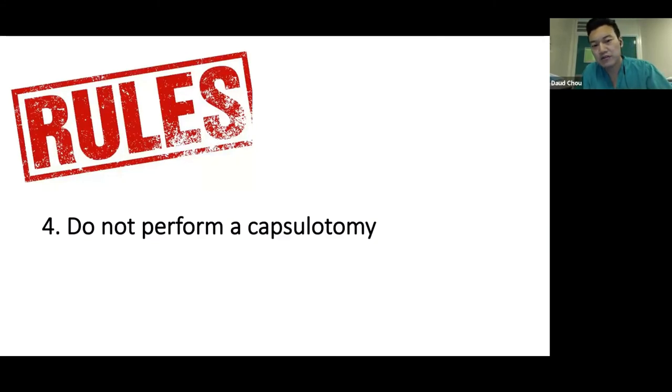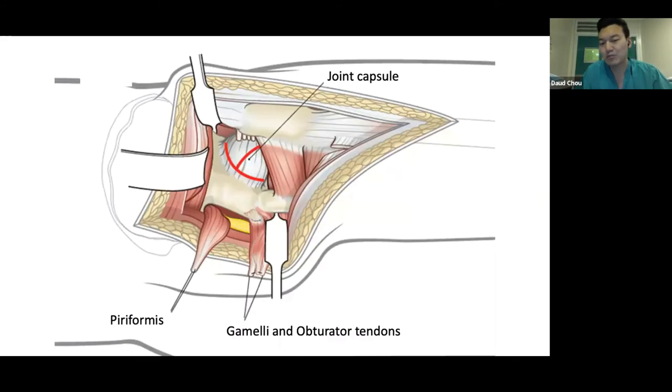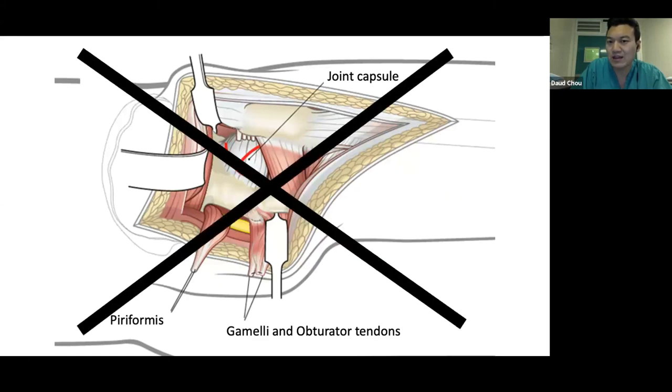So the last rule is do not perform a capsulotomy. So in a lot of textbooks and even on the AO website, you will see this suggestion that at this point you should perform a T capsulotomy. And in some scenarios that is appropriate, but in this scenario of an acetabular fracture with a posterior wall or a posterior column, doing a capsulotomy is not recommended. Certainly, I don't think it's a good idea.